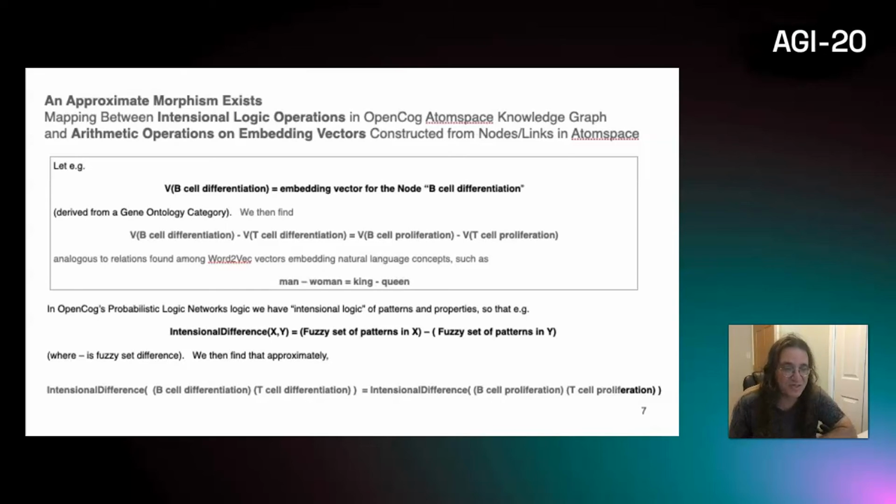The intentional difference is basically the set of properties that are in, say, B cell differentiation node's fuzzy property set, but not T cell differentiation concept node's fuzzy property set. So then you see the intentional difference of B cell differentiation and T cell differentiation is quite similar to the intentional difference between B cell proliferation and T cell proliferation, right? And again, it's what you would hope for, but you don't always get what you hope for.